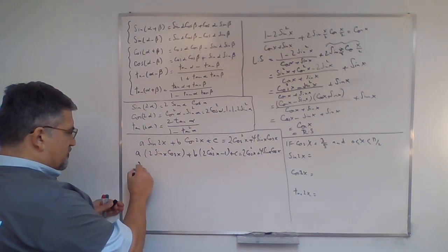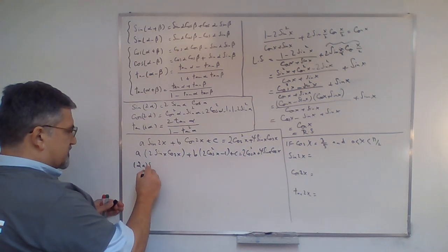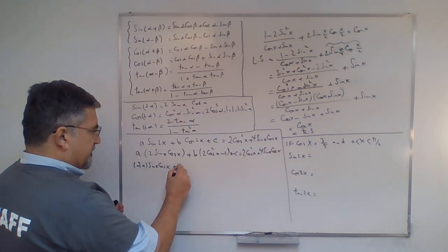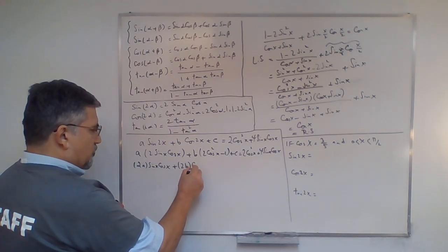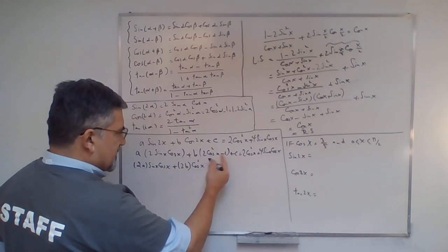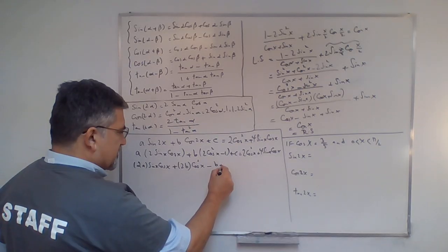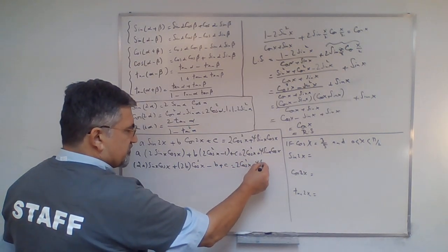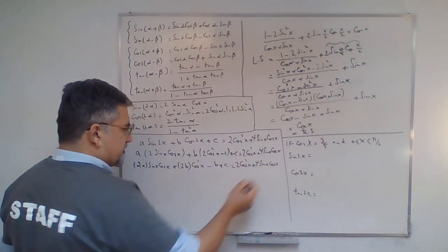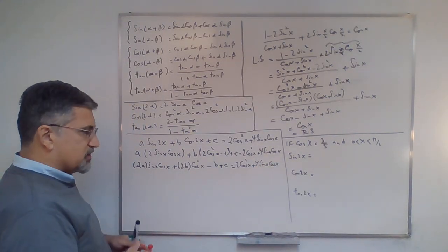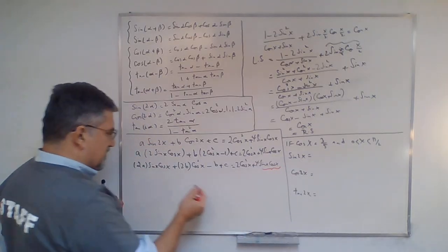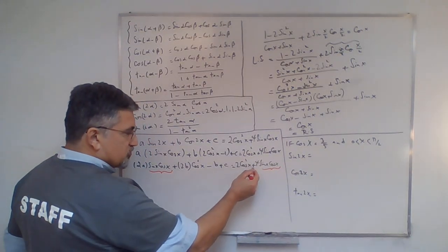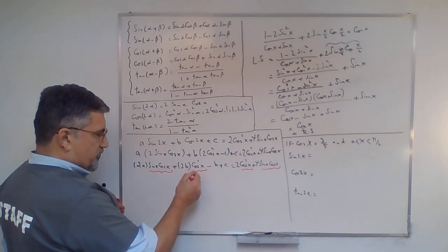I think we have 2a and then times sine x cos x. And here we have 2b cos squared of x. And then we have minus b plus c equals 2 cos squared of x plus 4 sine x cos x. Now, if you look carefully, you will notice that the product of sine x cos x is repeated on both sides. And cosine squared of x is also repeated on both sides.